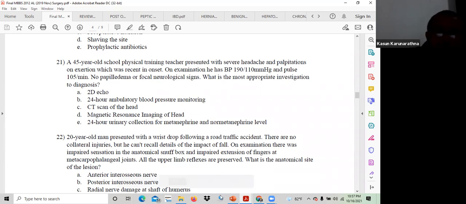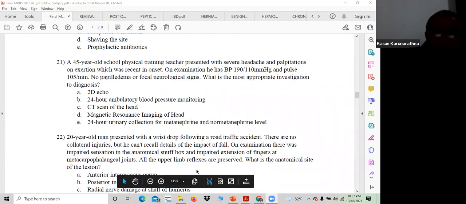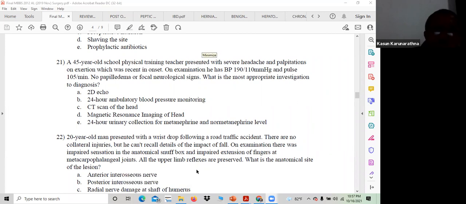You want to answer this? What is this clinical picture? Pheochromocytoma. Yes. What is pheochromocytoma? A tumor of the adrenal gland. At which part? There is a medulla and the cortex. It's a medullary tumor, no?